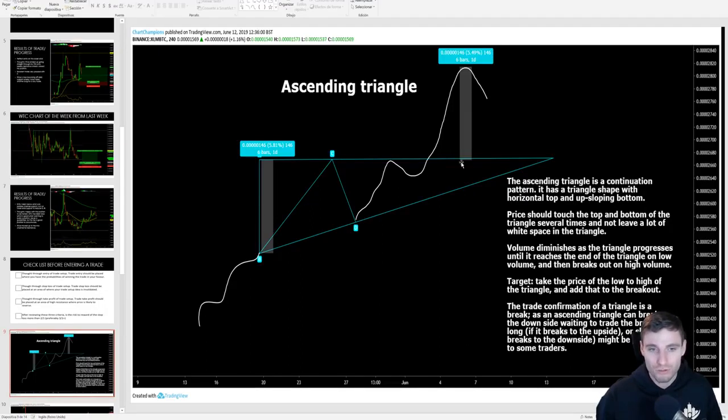So as you move along the triangle, you want to see that volume decrease until you reach the apex of the triangle, where the volume is nearly non-existent, very, very low volume. Okay, before the break of the apex of a triangle. That's what you want to see.